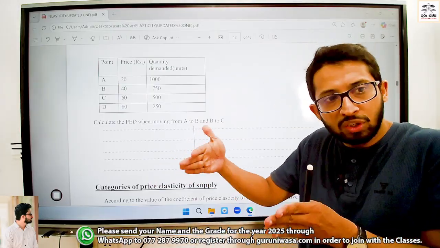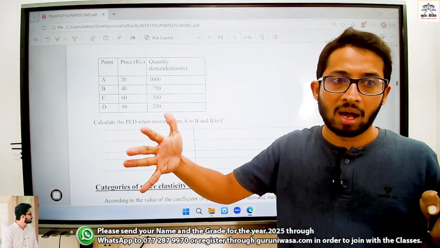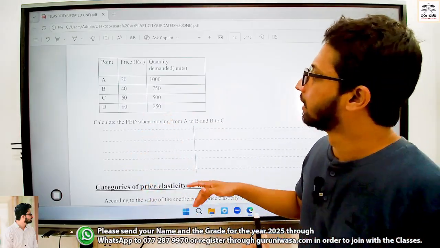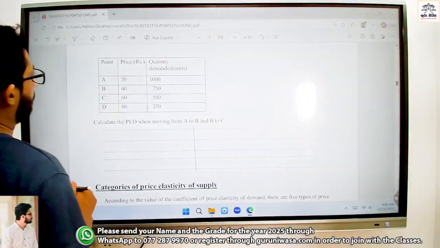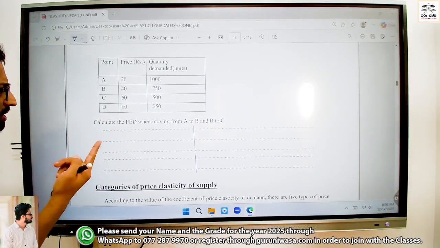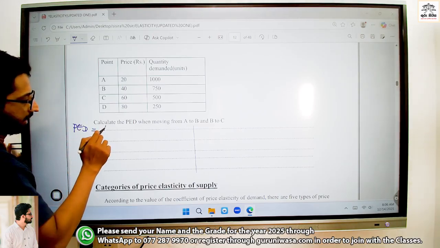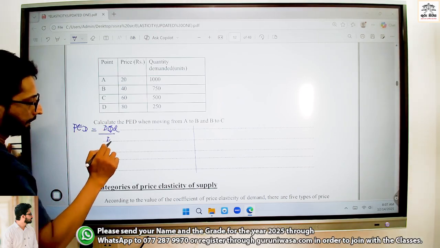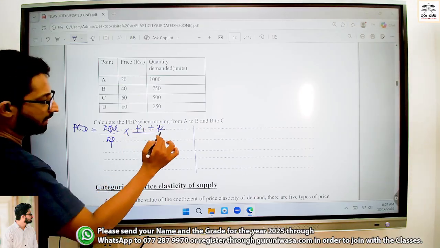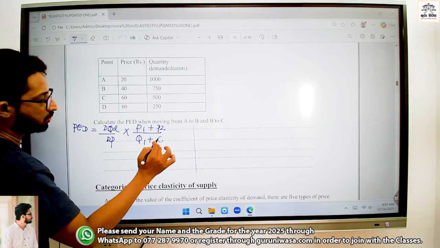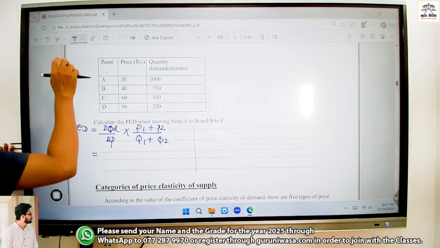Between two prices, why? Here the change is relatively high. Clear? Right. Calculate PED when moving from A to B. What is the equation? PED equals delta QD over delta P into (P1 plus P2) divided by (Q1 plus Q2). Right. Now when moving from A to B, look at the board, I'll do it.